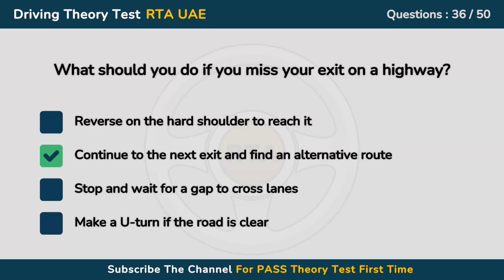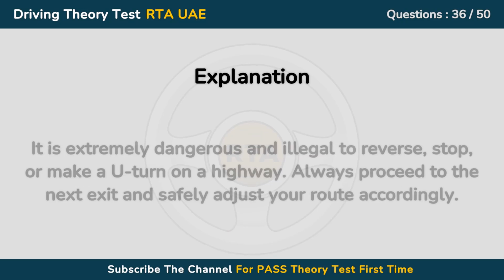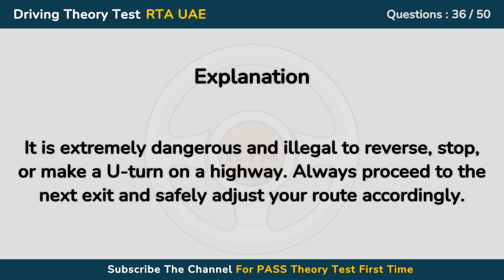Answer is B. Continue to the next exit and find an alternative route. It is extremely dangerous and illegal to reverse, stop, or make a U-turn on a highway. Always proceed to the next exit and safely adjust your route accordingly.